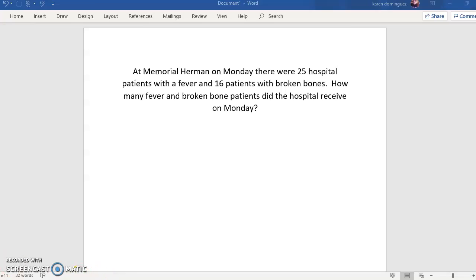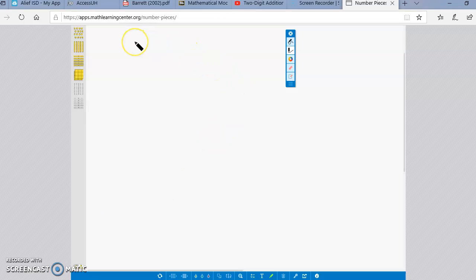To solve our problem, we are going to be using concrete, pictorial, and algorithm models. We will be starting with the concrete model.